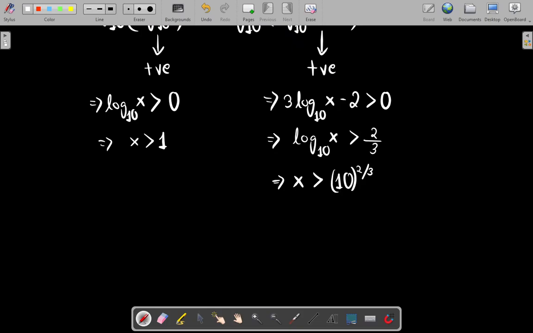Now the cube root of 10 is 2 point something, and this is the square of that cube root, so this is approximately 4 point something. I don't know the exact value. If we take the intersection of these two conditions, we have x greater than 10 to the power 2 by 3. Since if x is larger than this number, it is automatically greater than 1, as this is 4 point something. So this is the first condition.